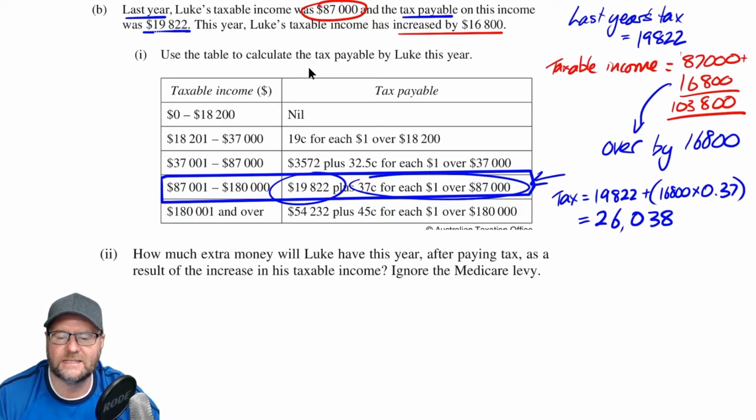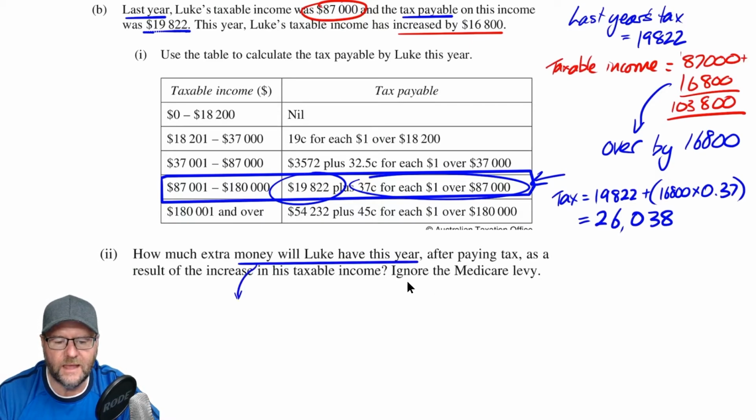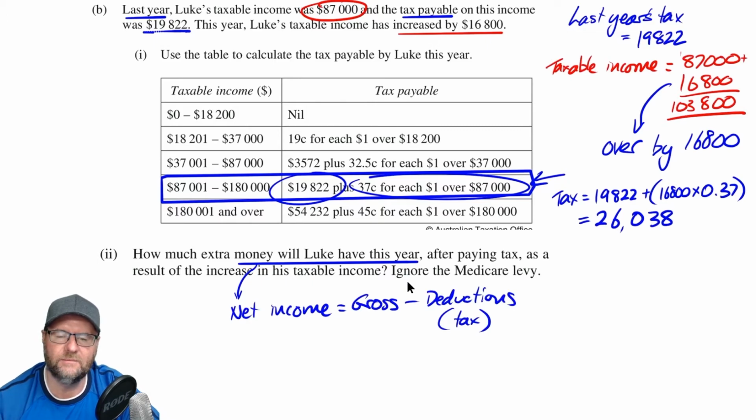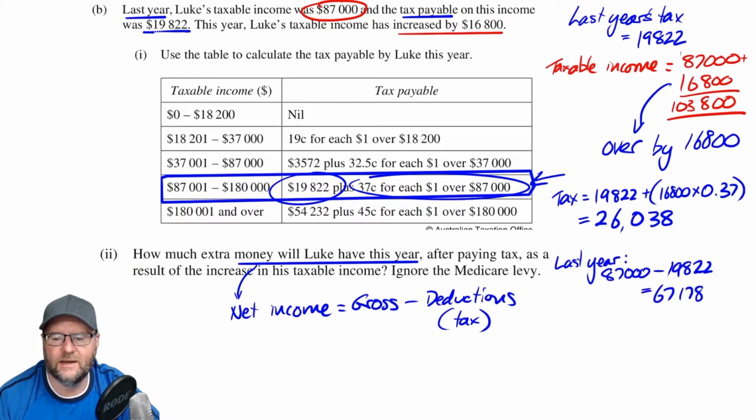What is his tax payable? Well, it's 26,038. Now, question 2 says, how much extra money will Luke have this year as a result of this increase? Well, let's think about this. Last year, his net income, and remember, net is just the gross minus the deductions. In this case, the only deductions are tax. So last year his net income was 67,178. That's what he got in his hand.